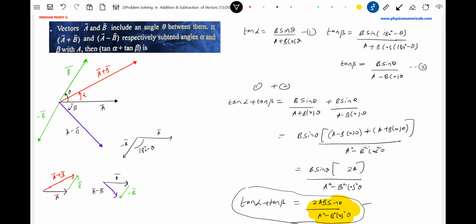Sir, is it not math based? Maybe. We don't need this much numerical, just some numerical practice is what we have brought here.